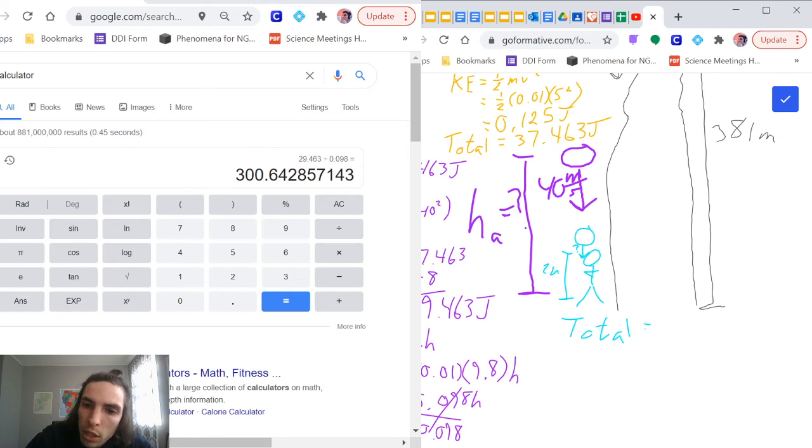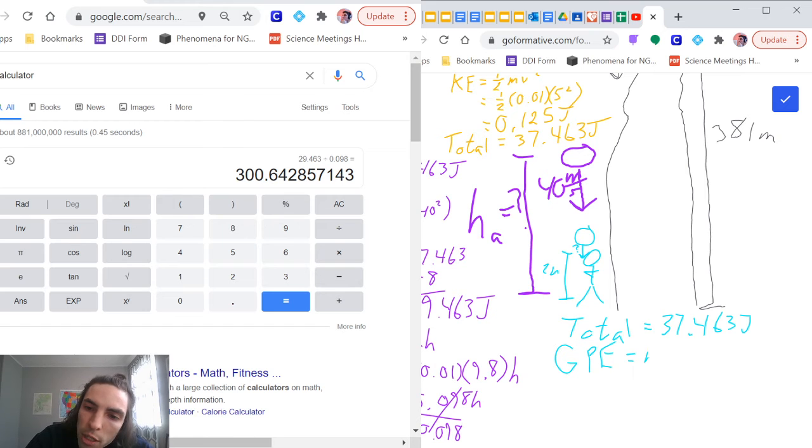So I'm going to go ahead and note that first, that this total still needs to be 37.463 joules. And at this point, we know the height, but we don't know the velocity. So the energy that we can figure out, the piece of this total that we can figure out is probably the potential, because I know that's the one that has to do with height. So let's go ahead and calculate that one.